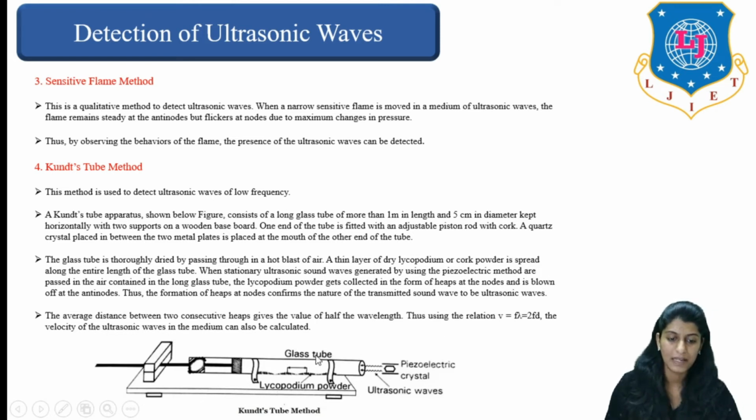This is a wooden base. This and this are 2 supports, right? And one end of the tube will be fitted with an adjustable piston rod, right? So here you can see we have fitted it with an adjustable piston rod. A quartz crystal will be placed in between 2 metal plates, right? So we will place a quartz crystal here in between these 2 metal plates.